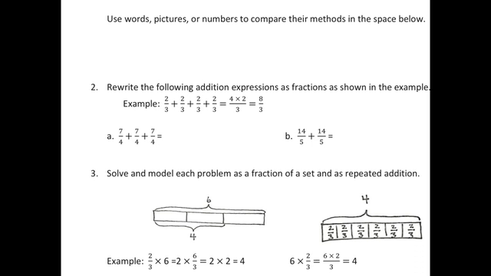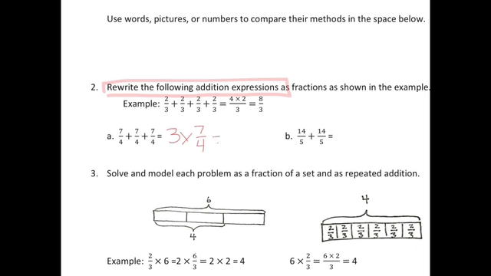Number 2, they want us to rewrite the following addition expression as fractions shown in the example below. All right, so if we're looking at 2a, we got 7/4 plus 7/4 plus 7/4. So technically, that means I am multiplying 7/4 3 times. That would be the multiplication expression right there.